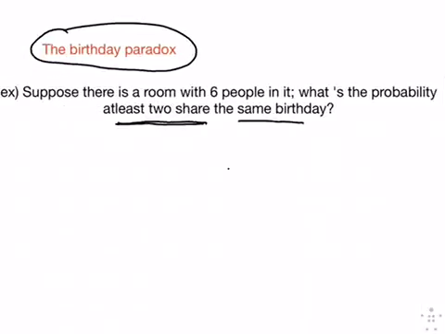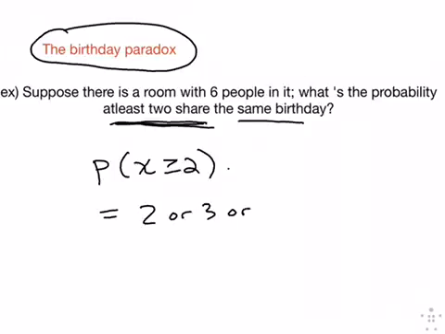So let's go back. Okay, so the probability that at least 2 share the same birthday is really, if you translate that, at least 2 means 2 or 3 or 4. And remember, there's 6 people in the room. Or 4 or 5 or all 6 share the same birthday, right? But what's the opposite of that? Well, 2 or 3 or 4 or 5 or all 6 of them, the opposite of that is none of them having the same birthday.